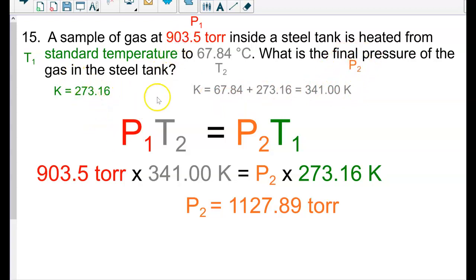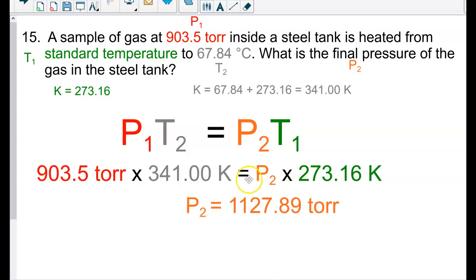So we're going to plug in our P1, 903.5 torr, times our T2, remember it's T2, which is the other temperature that I converted into 341 Kelvin, equals P2 is what we're solving for, times T1, remember T1 was standard, so 273.16. I'm going to pause and say, what do I have two of? I have 2 temperatures, they're both in Kelvin, so I can go ahead with the math.